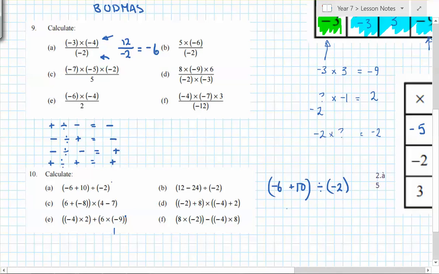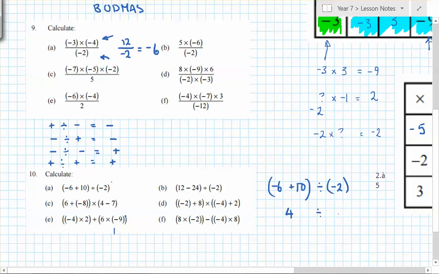Negative 16. Oh no. No, no. Would negative 6 add 10 be 6? No, it has to be... think negative temperature again. Oh, 0. Nope. That'd be 4. Negative 4. No. No. 4. Yes. That will be 4.